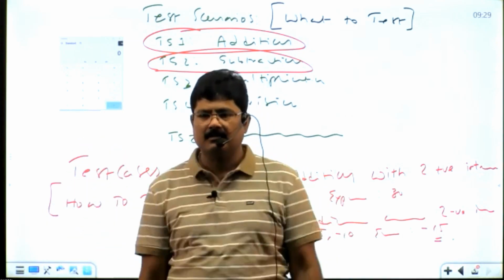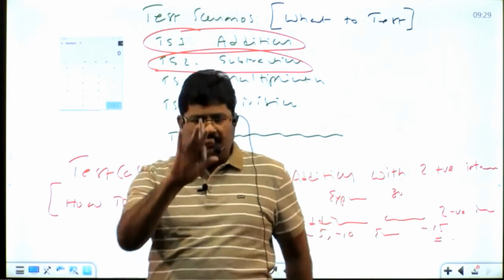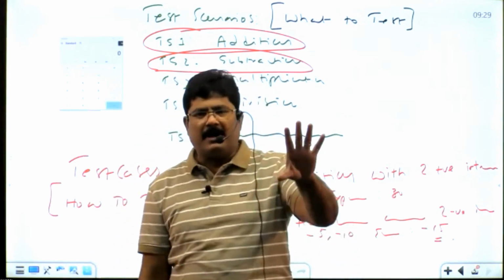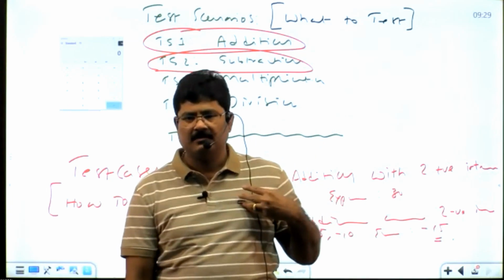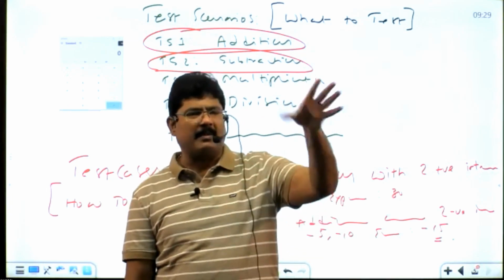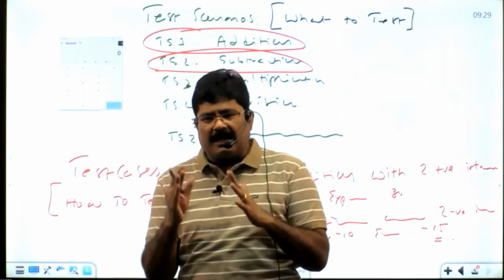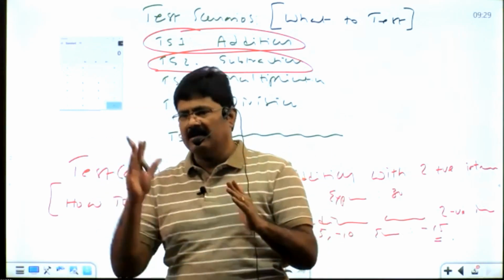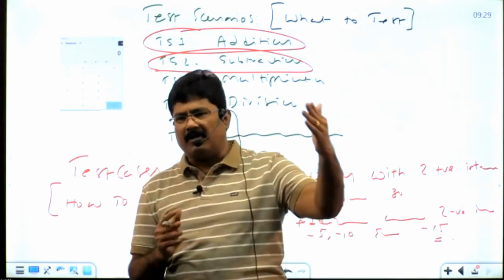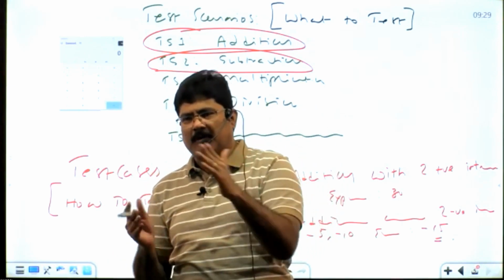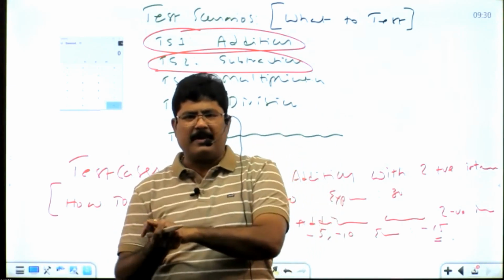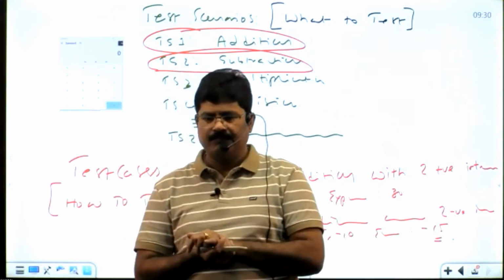ICICI Bank gives a contract to Infosys: you provide technology support for my business and we'll make the payment for whatever services you are giving. There is a 10 years agreement made between Infosys and ICICI Bank. Infosys agreed to provide technology support for ICICI Bank for 10 years.